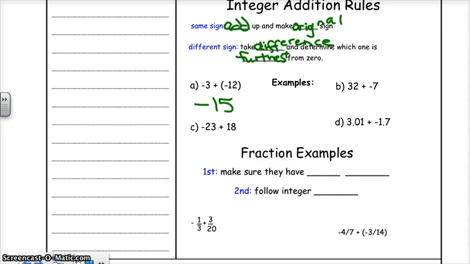32 plus a negative 7. Chris, same or different sign? Different sign. So since they're different signs, I need to take their difference, 32 minus 7, which is 25, and then I ask myself, is 32 further from 0 or negative 7? 32 is further from 0, so it will be a positive answer. Whichever one is further from 0 is the sign that the answer will be.